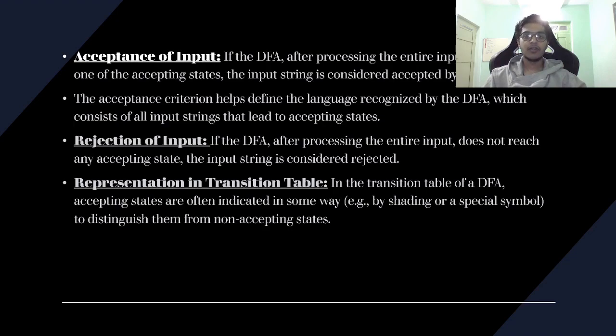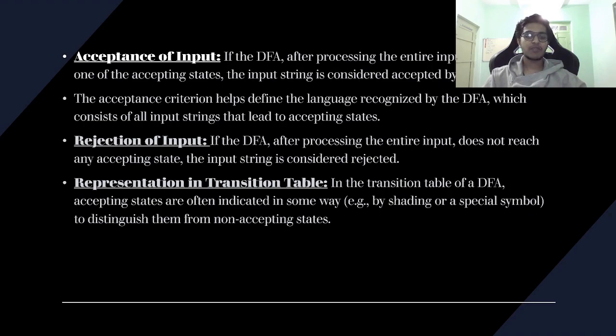Acceptance of input. If the DFA, after processing the entire input string, lands in one of the accepting states, the input string is considered accepted by the automaton. The acceptance criterion helps define the language recognized by the DFA, which consists of all the input strings that lead to the accepting states. Next, we have the rejection of input. If the DFA, after processing the entire input, does not reach any accepting state, the input string is considered rejected.